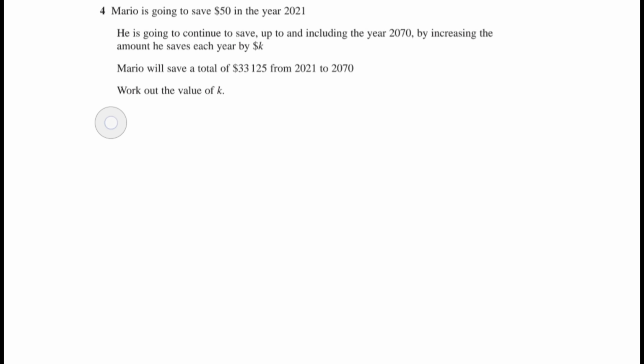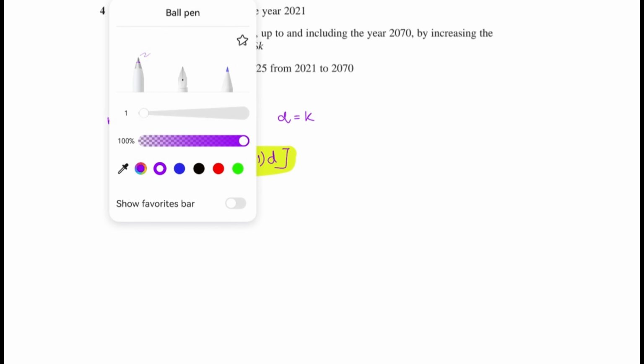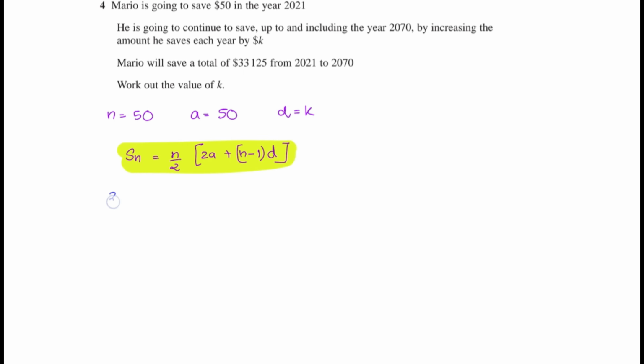So we know the number of years. The number of years is 50 years. We know the A value is 50. We know the difference is K. Now Sn is equal to n upon 2 into 2a plus n minus 1 into d. This is the formula. In this formula we are going to substitute the values. So Sn is 33,125 is equal to 50 upon 2 into 50 plus n minus 1, that is 49, into k.